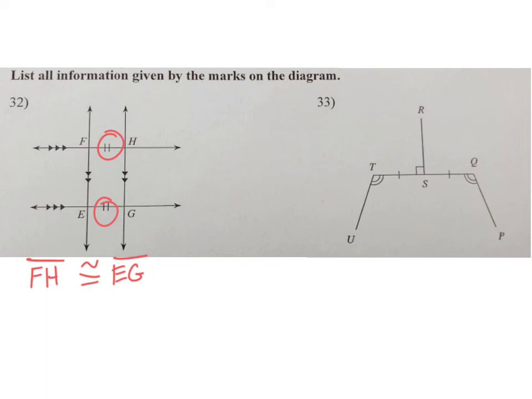Now I'm going to look for what other things I see in here. I see this, right? Those mean parallel lines. So I'm going to say F, E, but this time I have to put a line on top because I'm talking about the whole line. And I'm going to use this parallel symbol, HG.